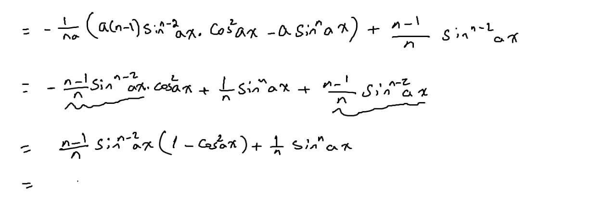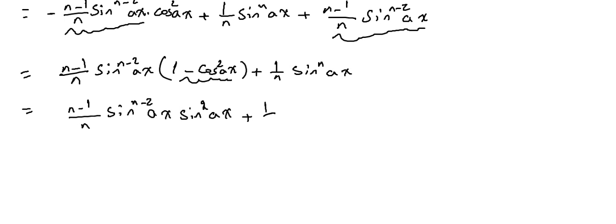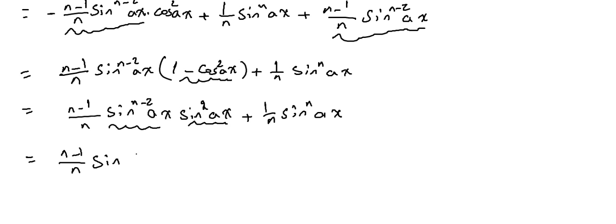Which is equal to n minus 1 over n sine to the power n minus 2 ax. This gives me sine squared ax, right? Plus 1 over n sine power n ax, which is equal to this times this, same base, we add the exponents, n minus 1 over n sine to the power n minus 2 plus 2, it's sine power n ax, plus 1 over n sine power n ax.